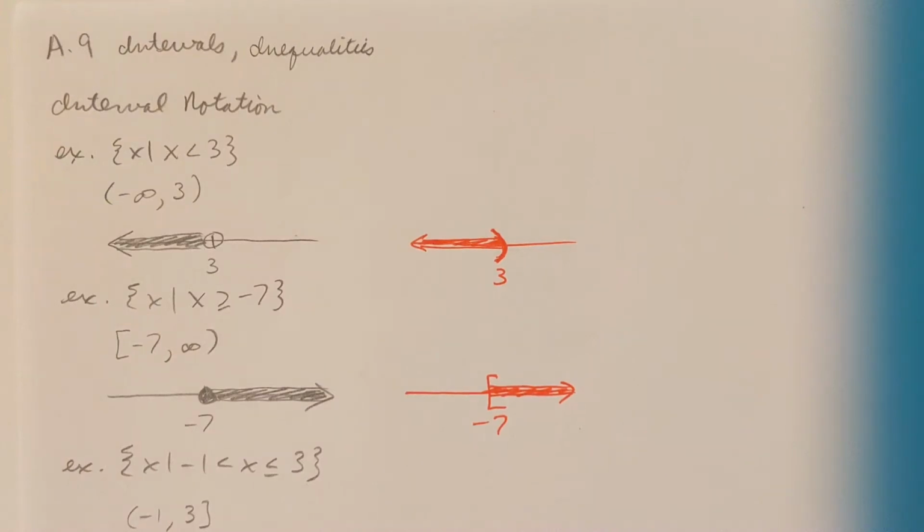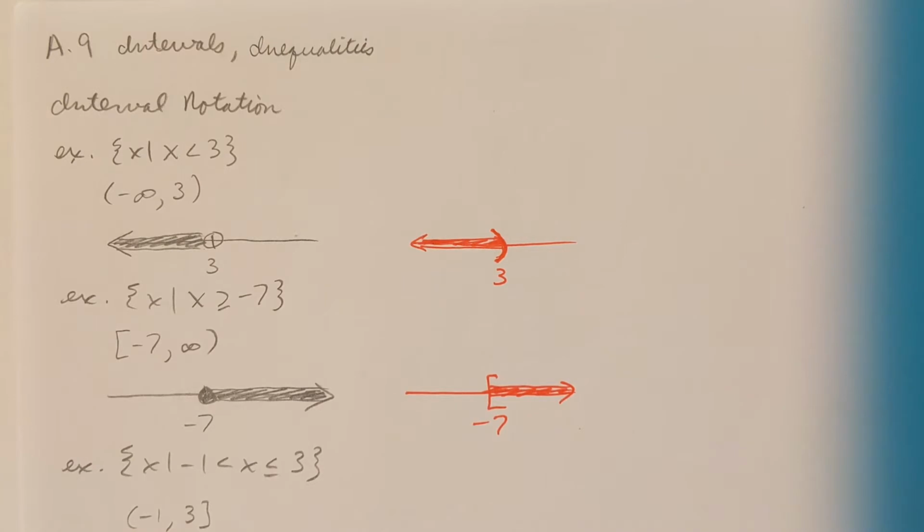Okay, in this section, we're going to talk about intervals and inequalities. This is section A9. This is at the end of the book. And so let's get right to it. And the first thing that we'll look at is interval notation.